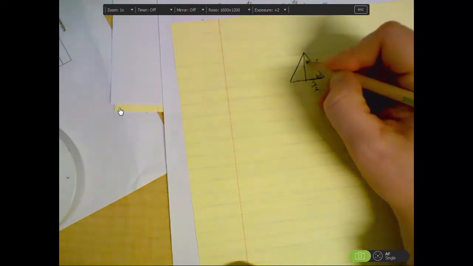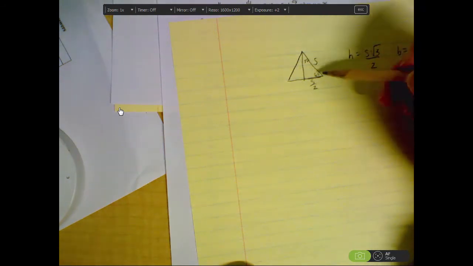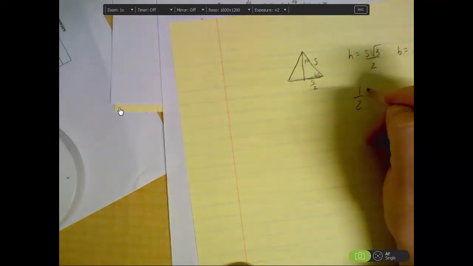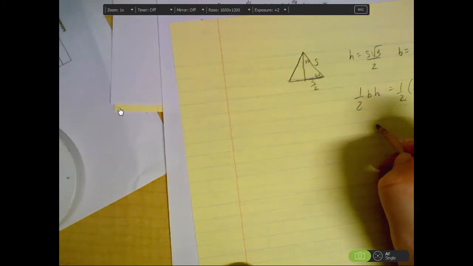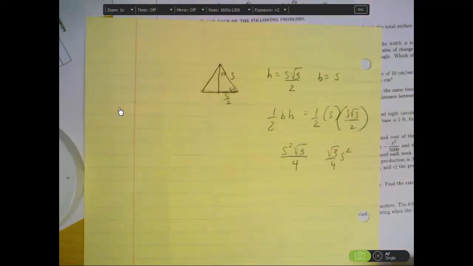And if this is 60 and this is 30, hopefully you remember your 30, 60, 90 triangles, and you remember that the side opposite the 30 times root 3 gives you the side opposite the 60. So your height is S root 3 over 2. Your base of your whole triangle is S. So if you do 1/2 base times height, you get 1/2 times S root 3 over 2, which gives you S squared root 3 over 4, otherwise known as root 3 over 4 S squared. It's the area of an equilateral triangle.